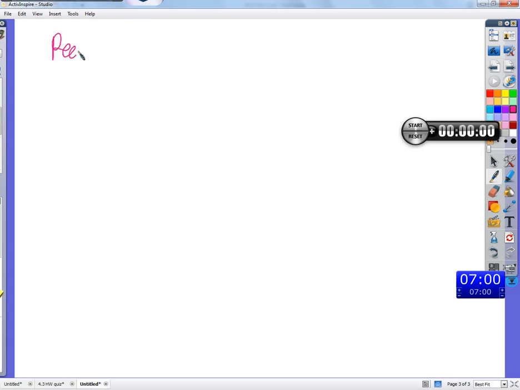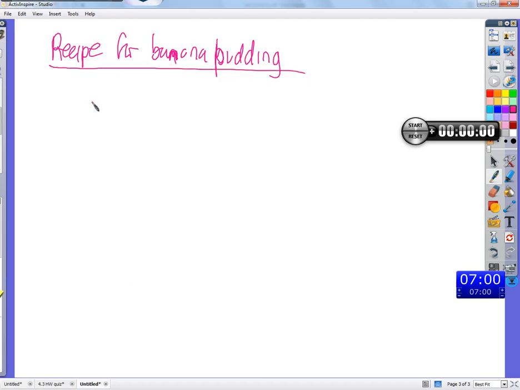So we have this recipe for banana pudding. For a recipe for banana pudding, it calls for 4 bananas to make 6 servings. Six people could eat the pudding that's made with four bananas. Okay. But we don't want just six servings, we want more. We have more friends coming over. So we want to have 21 servings.